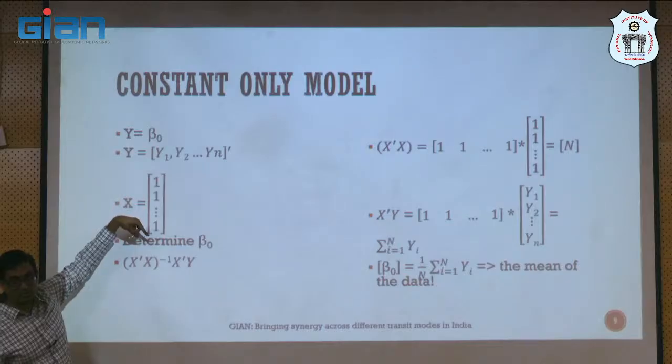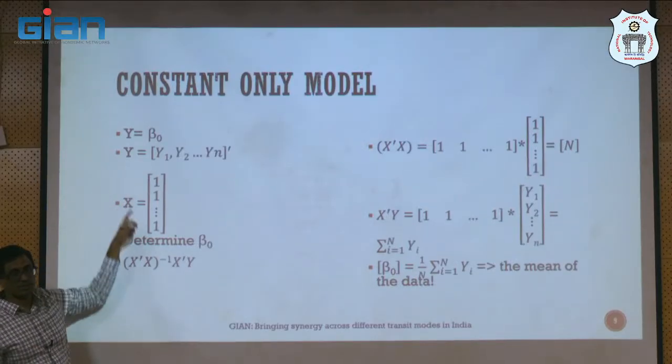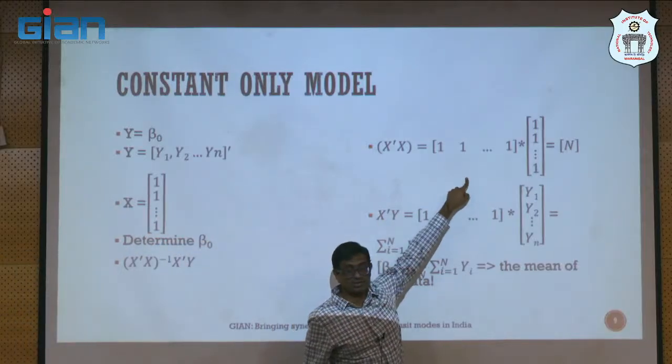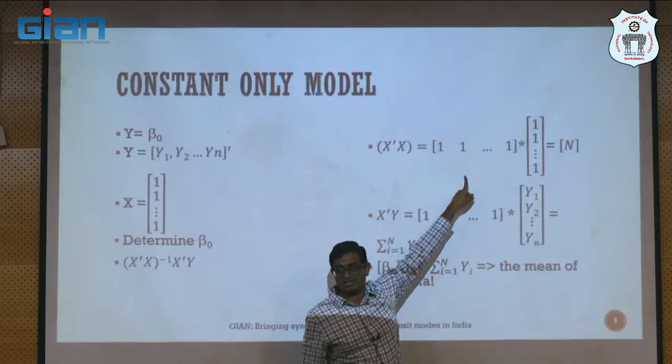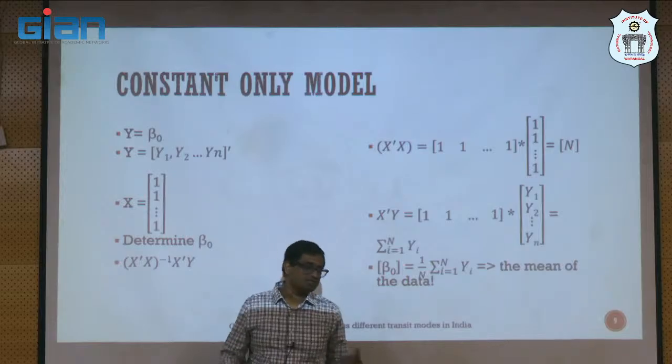If I multiply both of them, matrix multiplication, 1 times 1 plus 1 times 1 plus 1 times 1, n times, so it will be n. Everybody okay with that? So x dash x is n. X dash x inverse will be 1 over n. It's only a scalar, so its inverse is just 1 over n.